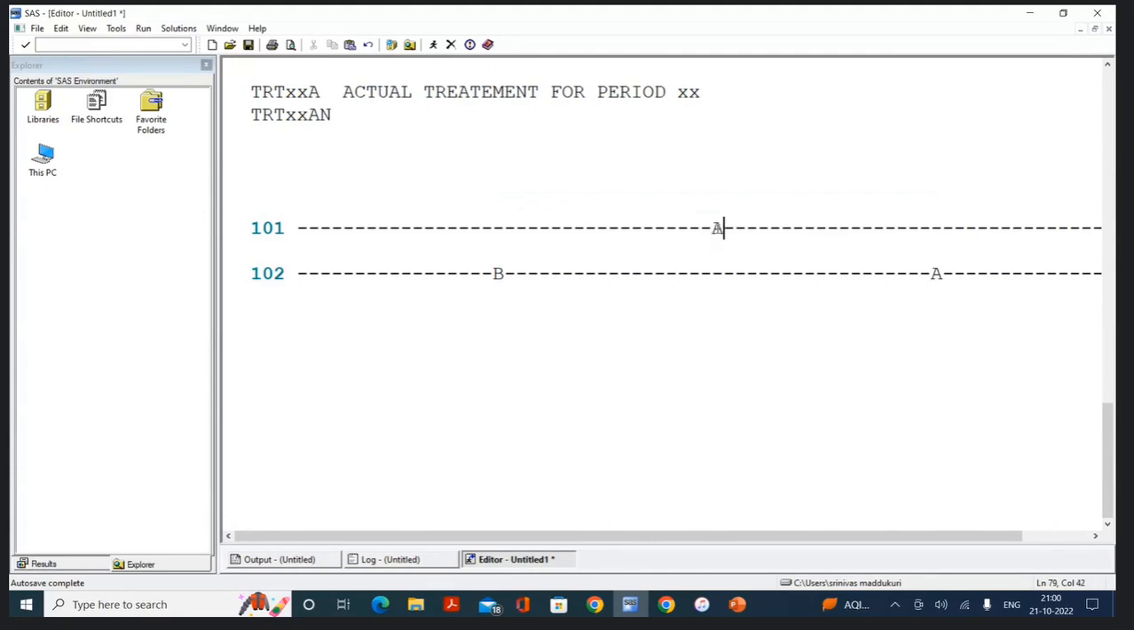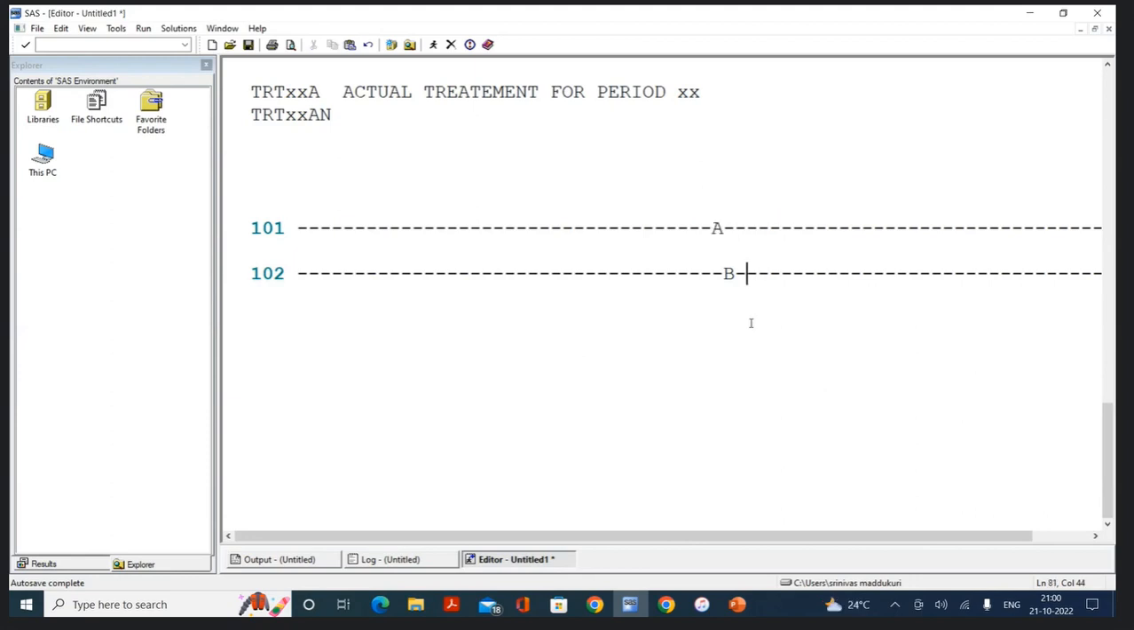If you give the same treatment for the entire study, what is it called? Parallel study. But if I am changing the treatment during the study, that is called crossover. In a parallel study, for the entire treatment, the subject is going to have only one treatment. Not a problem at all.